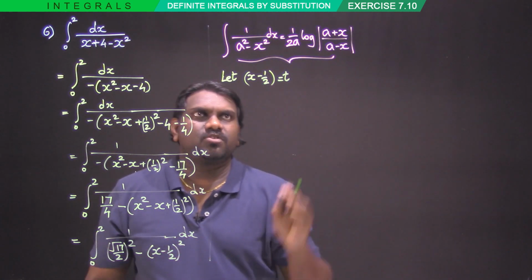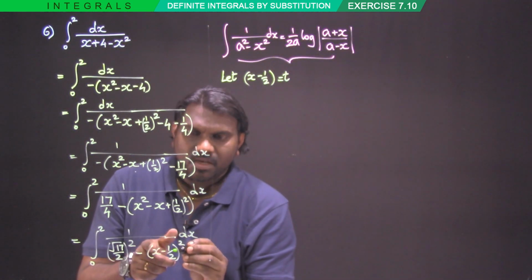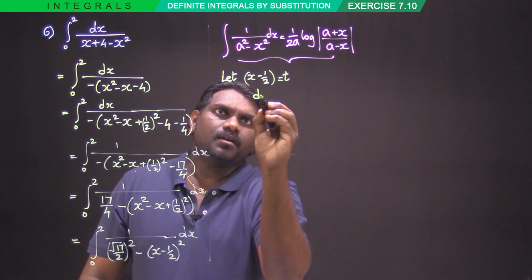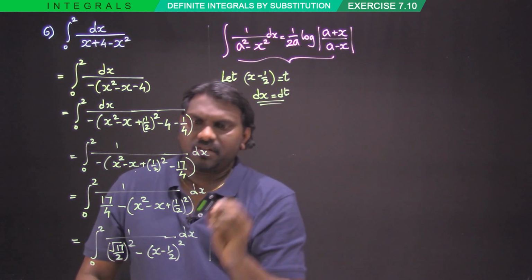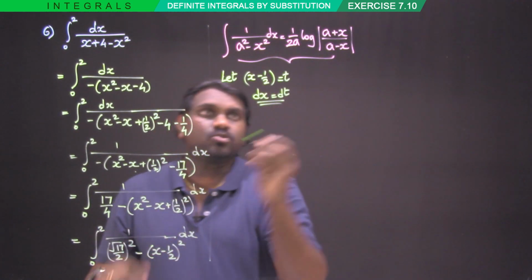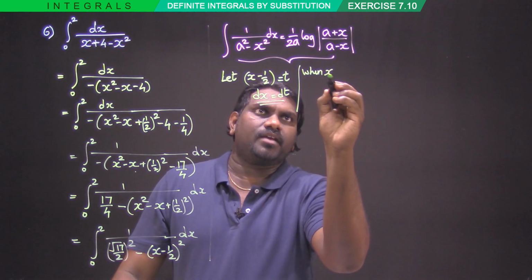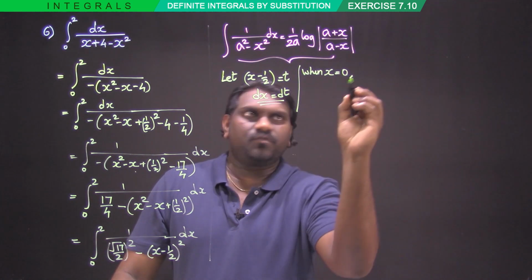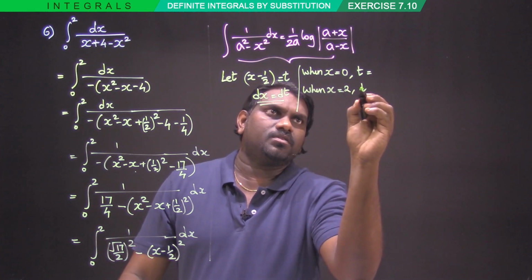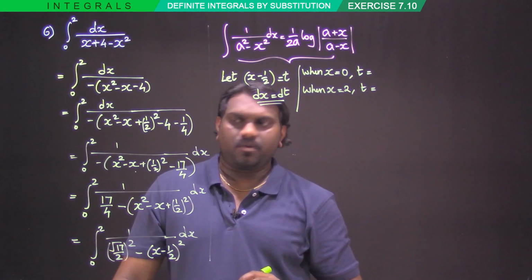For board exams and all, if you are getting it, you can just go ahead and do it. But over here I'm going to substitute with t. When you differentiate it, what does it give me? dx is equal to dt. Now I'm going to change the limits also. When x is equal to 0, what is the value of t? When x is equal to 2, what is the value of t? That is what we need to check.